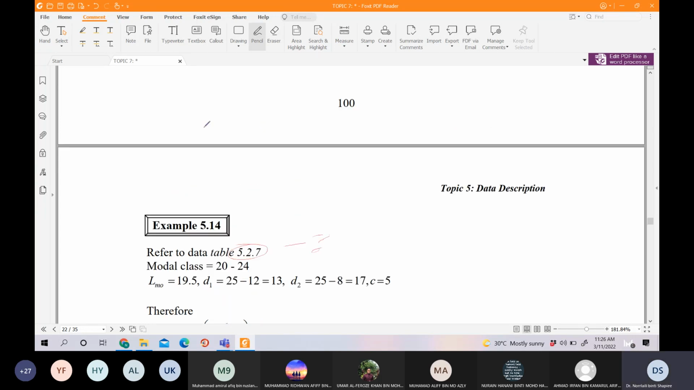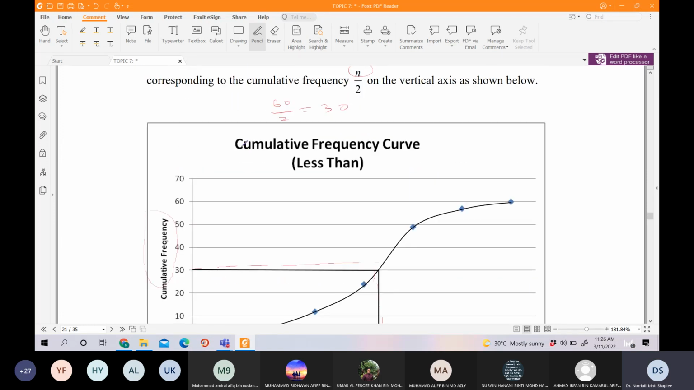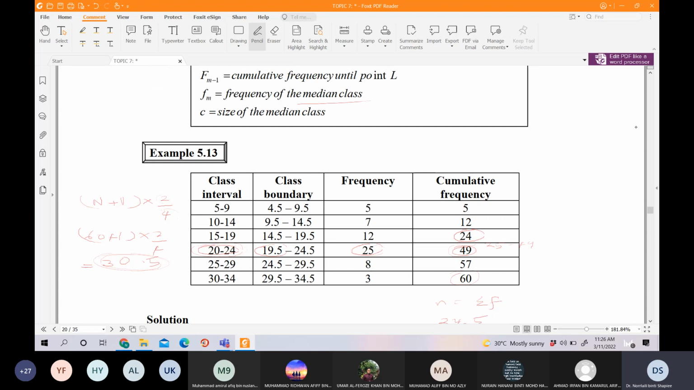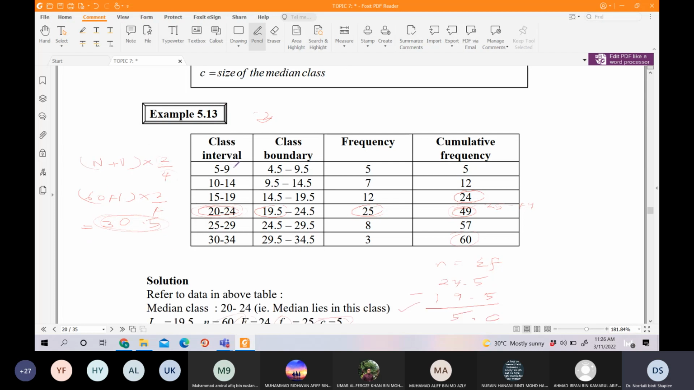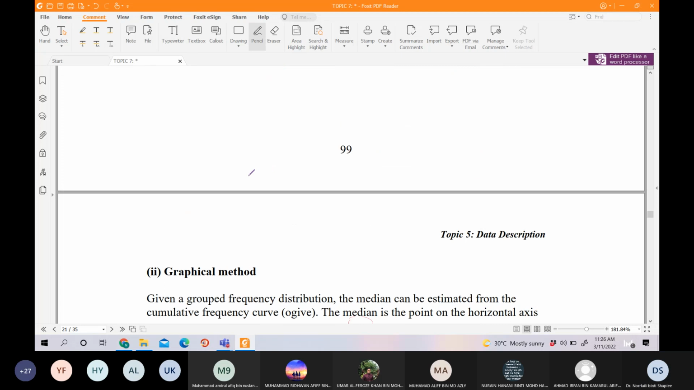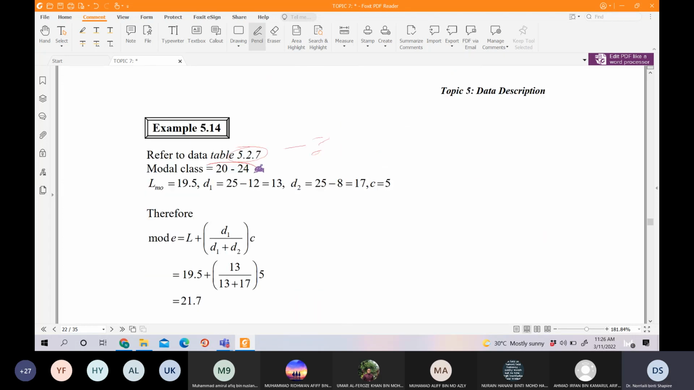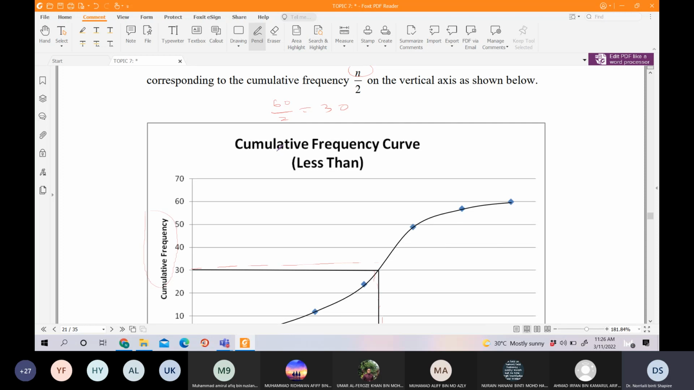Is there a table 5.2.7? There isn't. Okay, so which table do we refer to? You have to refer to this table, the table for example 5.13. When it says find the mode, what is the meaning of mode? The modal class is 20 to 24. How do you know that this one is the modal class? How can you say 20 to 24 is the modal class?